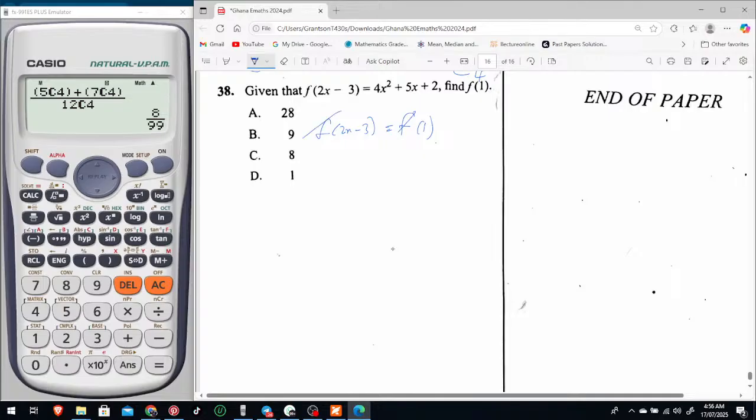You just cancel the f at 1. So 2x minus 3 equals 1. X will be 1 plus 3 all over 2, which is 4 over 2. So x is 2. Then put the 2 inside this one also. When you have 2 squared, 4, 4, 4, 16. 16 plus 10 plus 2. 10 plus 10, 20, 26, 27, 28. The answer is A.